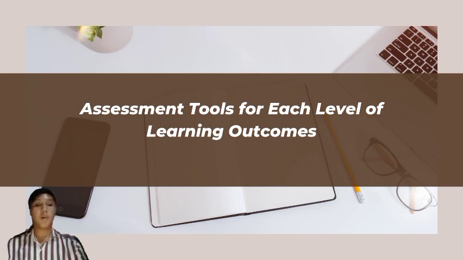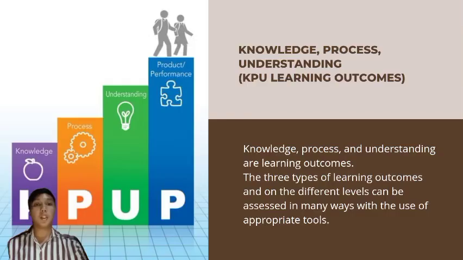Assessment tools for each level of learning outcomes: knowledge, process, and understanding, or in short, KUP learning outcomes. Knowledge, understanding, and process are learning outcomes, and on the different levels they can be assessed in many ways with the use of appropriate tools. These three types of learning outcomes are assigned different assessments or tests that we will use. Also, the appropriate tools are based on the level of this KUP. Later, I will discuss the performance assessment tool.